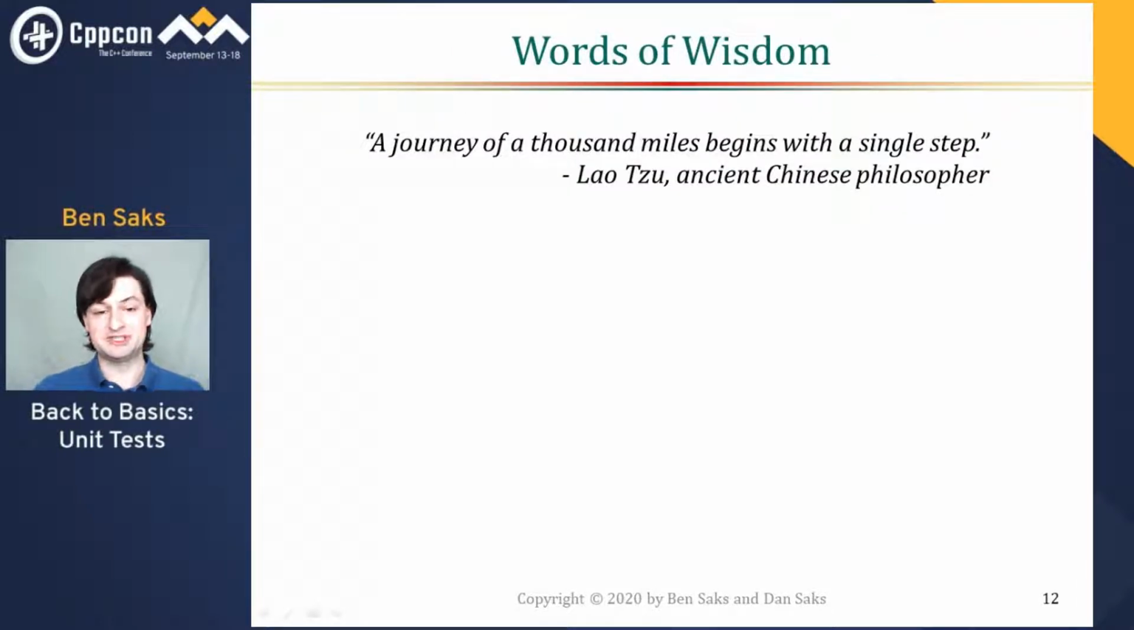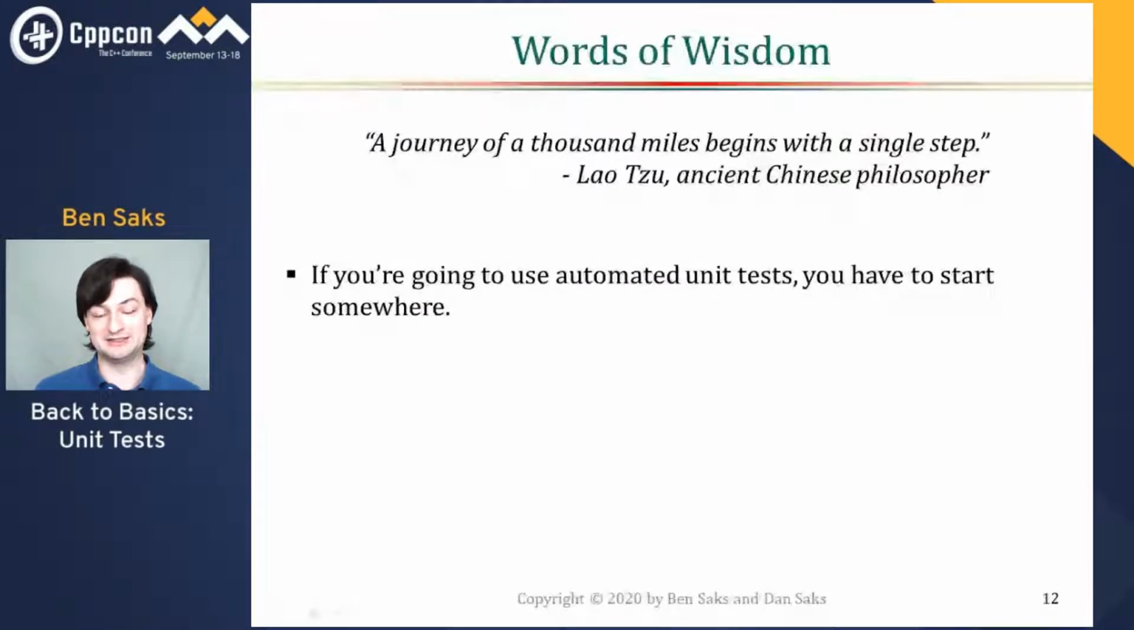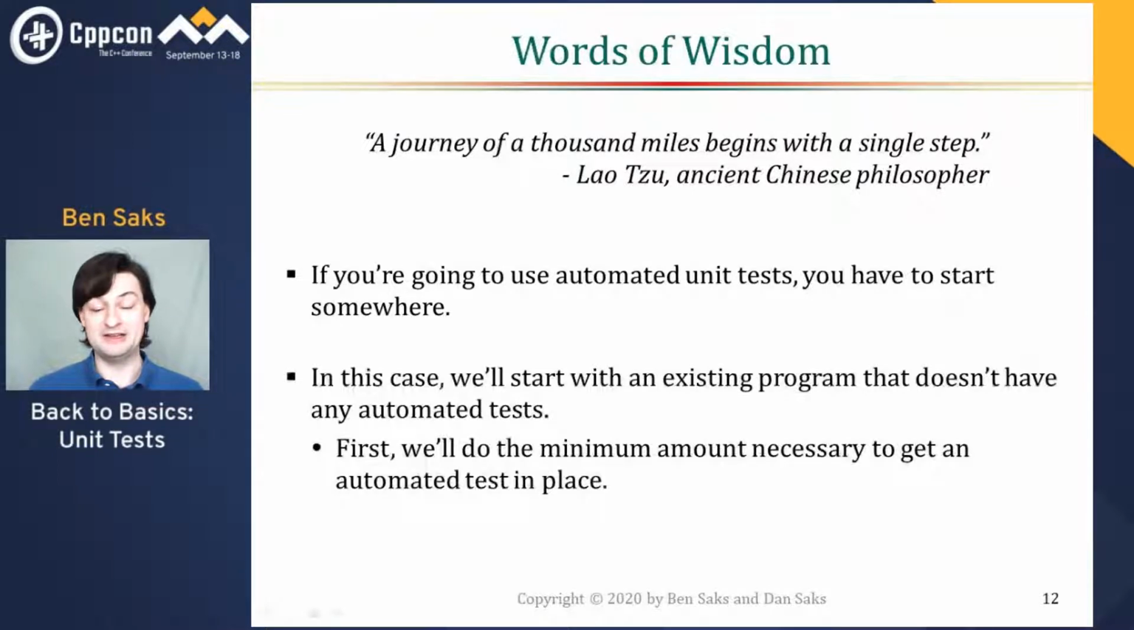So just as I was writing this up, I thought of the saying from Lao Tzu, the Chinese philosopher, a journey of 1,000 miles begins with a single step. You've got to start somewhere. If you're going to write automated unit tests, one of them is going to be your first. And in this case, what I'll be doing is starting with an existing program that doesn't have any automated tests at all. And what I will show is we'll put a minimum amount of code in place to get an automated test running, and then we'll build on that.